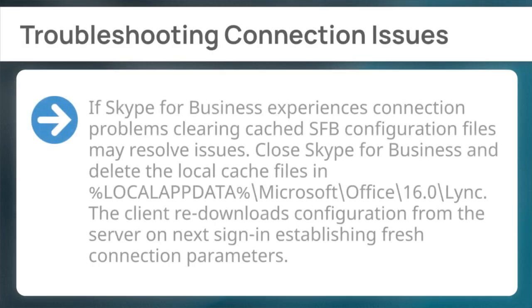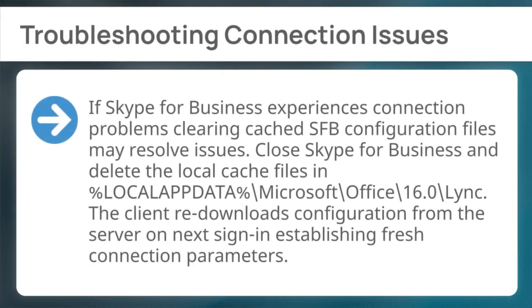Next, troubleshooting connection issues. If Skype for Business experiences connection problems, clearing cached SFB configuration files may resolve issues. Close Skype for Business and delete the local cache files in %LOCALAPPDATA%\Microsoft\Office\16.0. The client redownloads configuration from the server on next sign-in, establishing fresh connection parameters.